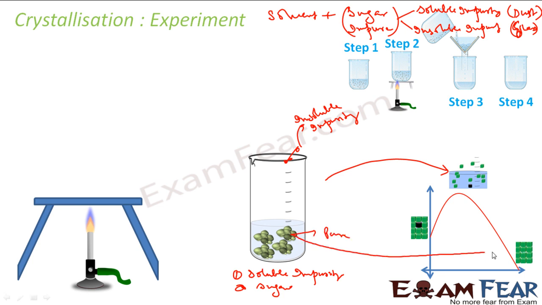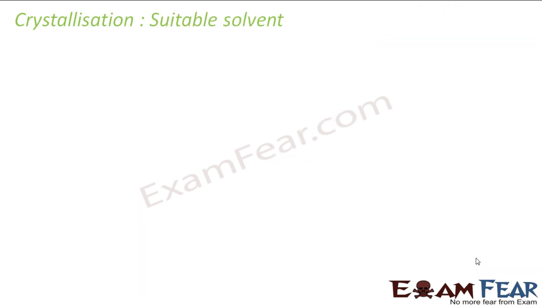And this is nothing but this stage. Hope you understand what we have done. So we got pure sugar crystals. This is my crystallization. As I told, we'll discuss the suitable solvent for crystallization. So let's discuss what are the criteria for selecting a suitable solvent for crystallization.